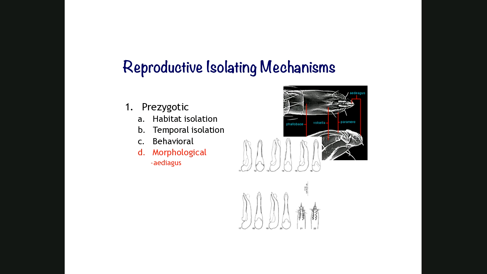The next is what we call morphological. All of these are pretty straightforward. I'll make a box instead of a circle, which seems to be a lot easier for me. So the next is called morphological.